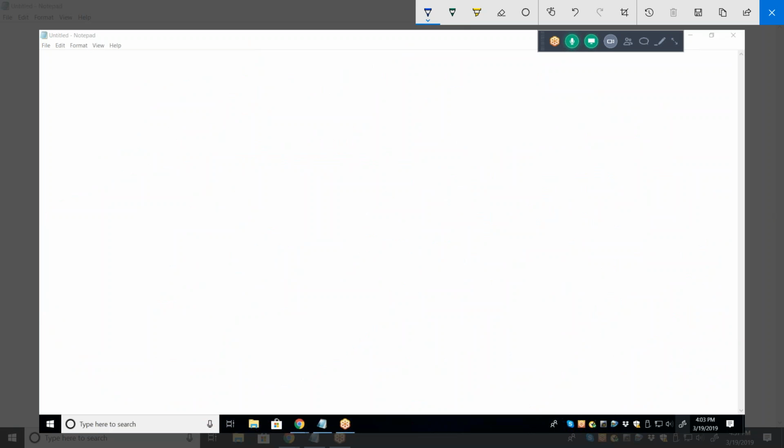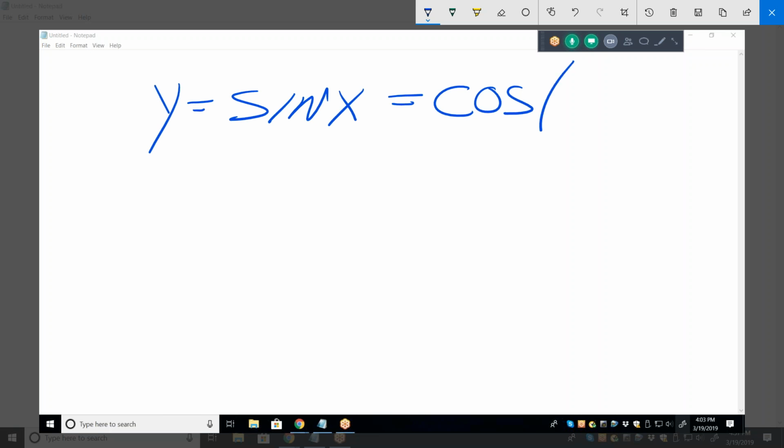Yeah, I suppose that'd be a good way of putting it. Yeah. I don't think you would get marked wrong if you use the cosine curve. In other words, it really is true that y equals sine x is the same as cosine of x plus 1 or pi over 2.